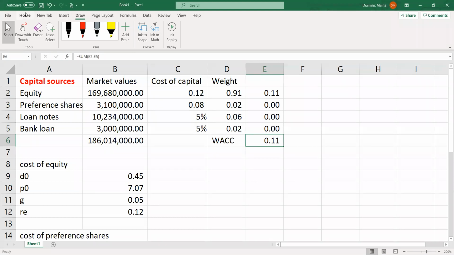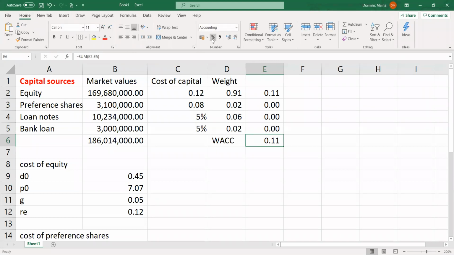The cost of capital is 11 point what? Let me increase it into decimal places. I didn't want to use percent now. Yes, okay, so you get 11.18 to be the cost of capital.